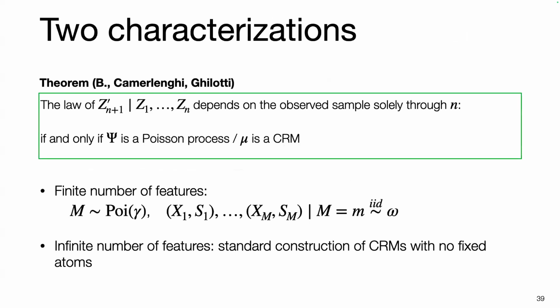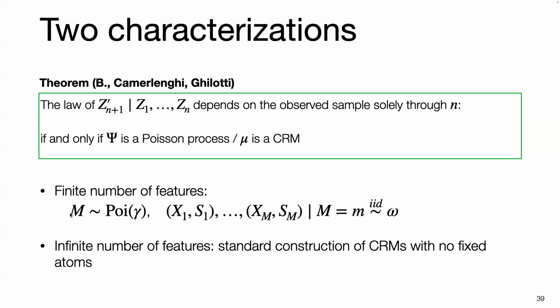And so we can state our characterization results. In particular, we were able to show that the law of Z prime n+1 depends on the observed sample solely through the sample size, if and only if psi is a Poisson process, that is, mu is a complete random measure. And this covers both the case of a finite and infinite number of features.